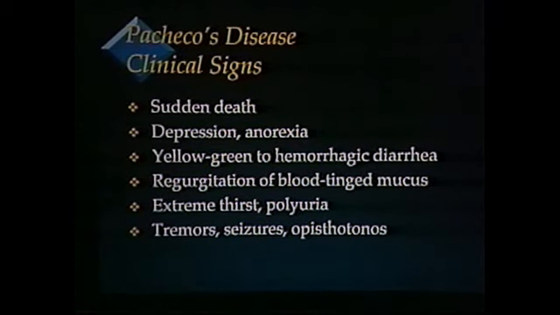In some individuals with Pacheco's disease, CNS signs such as tremors, seizures, and opisthotonos may be observed. However, it is uncertain whether these neurologic signs are due to primary brain involvement in the pathogenesis of viral disease or the result of some biochemical lesions such as hypoglycemia related to hepatocyte destruction.